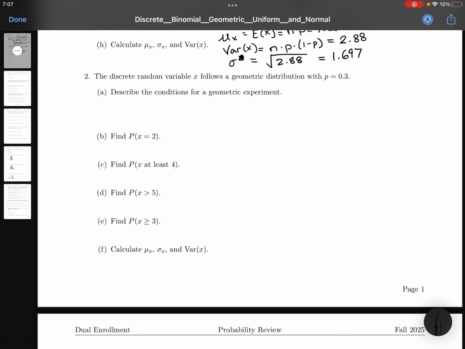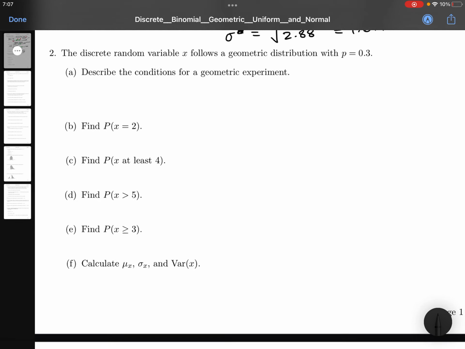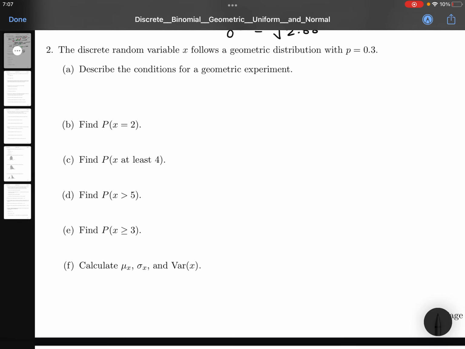Question 2. Our discrete random variable follows a geometric distribution. Notice all we have is a probability of success. There is not a fixed number of trials. So when you describe your conditions, they'll look like binomial, except there'll be no fixed trials.